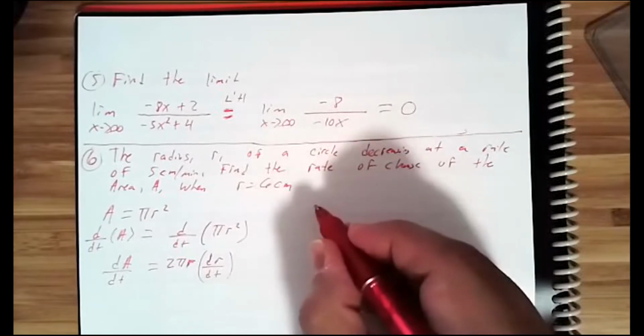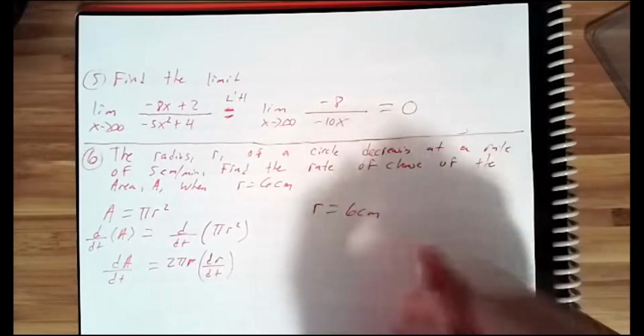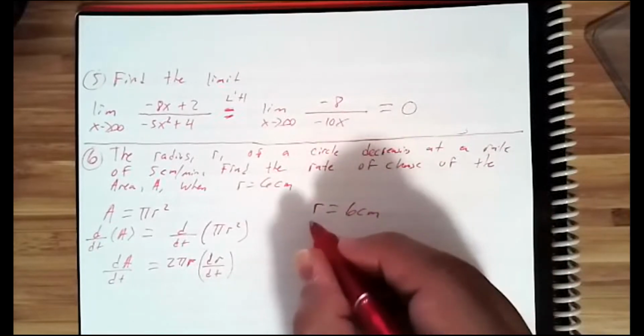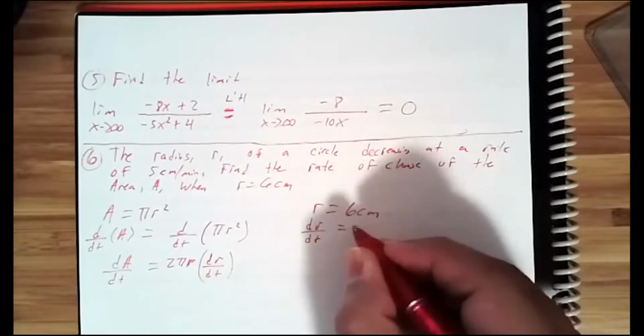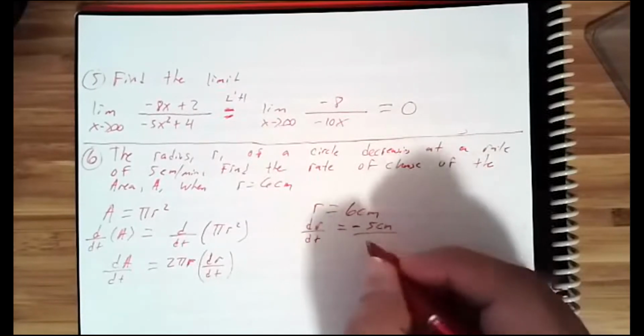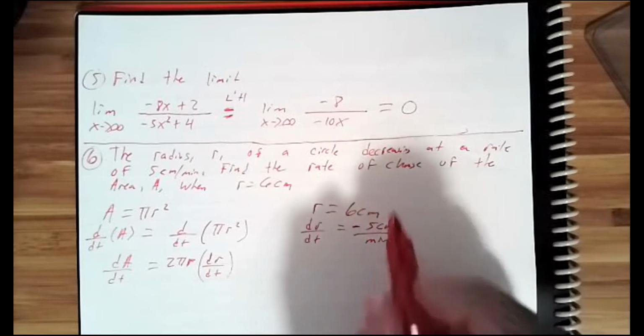So we know they want us to know what's going on when r is equal to 6 centimeters. They told us the rate is decreasing at 5 centimeters per minute. So dr dt should be negative 5 centimeters per minute since it is decreasing, right? Negative rate means negative slope. So plug all this in and we should be good.